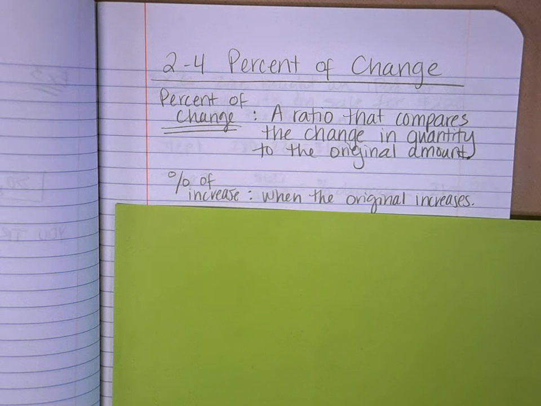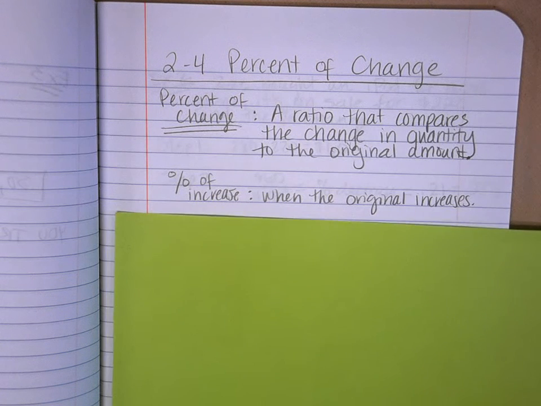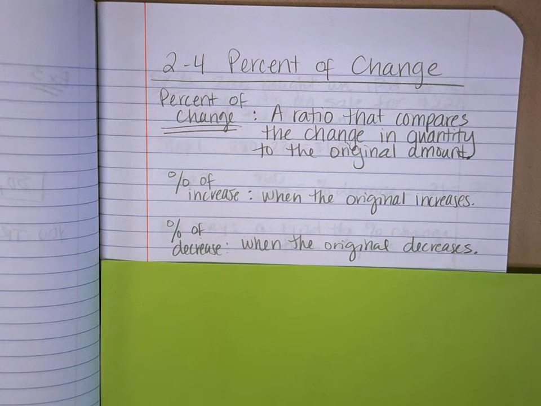All right, so here's another thing. We have a percent of increase, and that's when the original amount increases. You also have a percent of decrease. Similar, but it's when the amount decreases. So we're not just going to look at numbers like, oh, my salary went up 50 cents. We're going to look at the percent my salary changed, or the percent the temperature changed, okay?